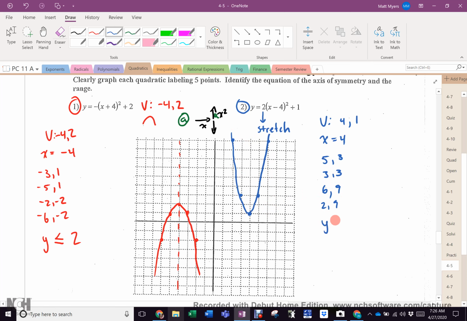And my y's have to be greater than or equal to 1. Because this means it's a maximum. So my parabola goes like that. And this means it's a minimum. So my parabola goes like that.